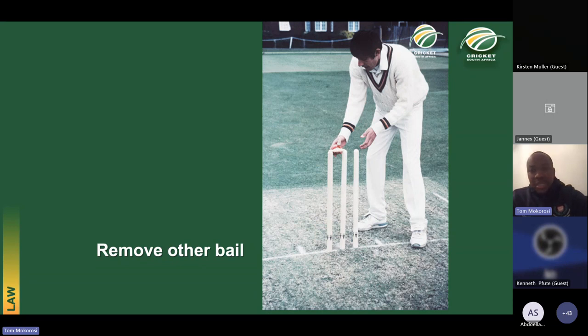If one of the bales has previously been removed, then another way that you can put the wicket down for a second time in the same play is by simply removing the other bail. Okay. And this is important for us when we come to the mode of dismissal laws on Thursday, to remember that if one bail is off, to put the wicket down for a second time, we can simply remove the other bail.